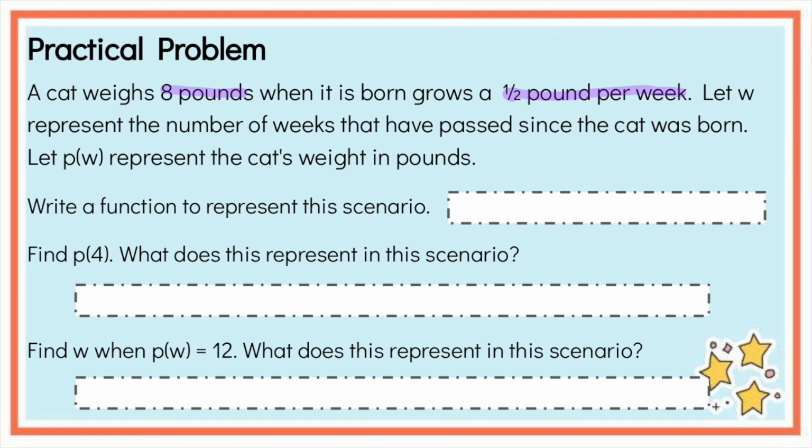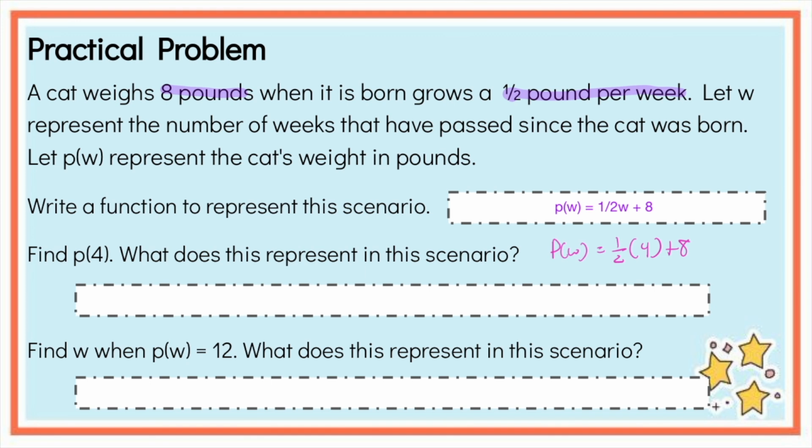So we know that P of W is going to be our Y, and we know that it goes half a pound per week. We can add 8 pounds that it started with, and this is our equation or our function. Now we need to find P of 4. What does this represent in this scenario? So we're going to substitute in 4 in this case. So P of W is going to be equal to 1/2, substitute in our 4, and add 8. If we do that, 1/2 times 4 is 2. 2 plus 8 is 10, and we get P of W is 10.